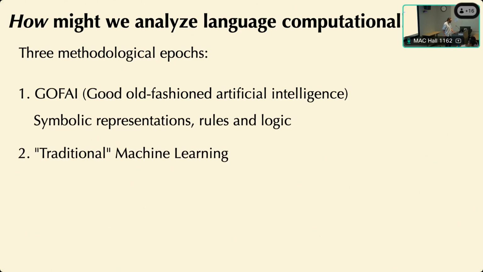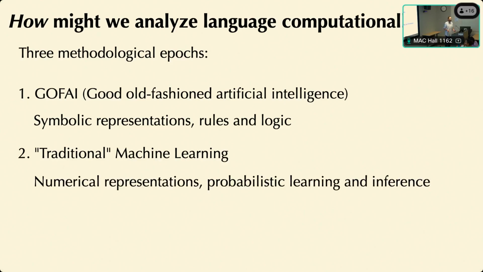Then that led to the second epoch, which was using what we would now call traditional machine learning approaches. At the time, it was cutting edge, the latest, shiniest statistical learning methods. But now we look back and say traditional machine learning, where we come up with numerical representations of some kind and then use probabilistic learning and inference algorithms on it as though we were doing other kinds of statistics. And that started really in the 80s, led through the 90s, 2010s.